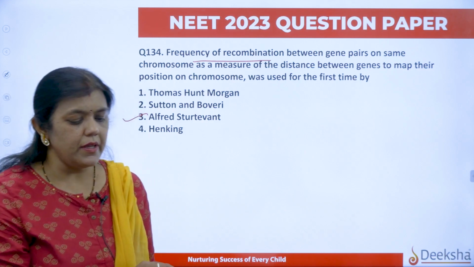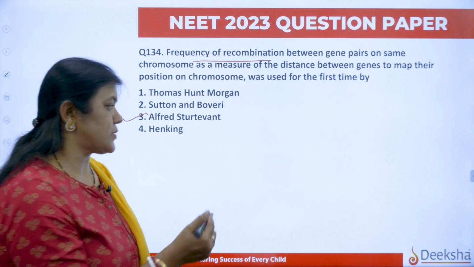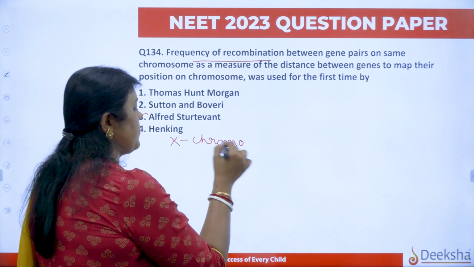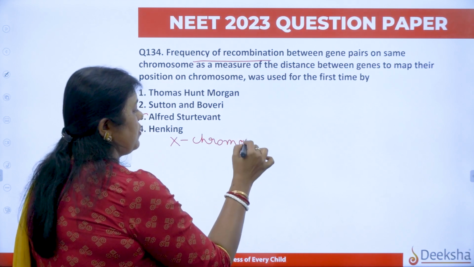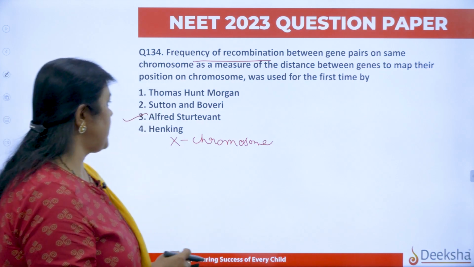Okay, Sutton and Boveri, they proposed the chromosomal theory of inheritance, and we got Henking, who discovered the X chromosome. If you have forgotten, this is the same chapter concept. He discovered the X chromosome, remembered? Yeah, Henking. Well, the sex determination part, we have this. We have spoken about Henking.